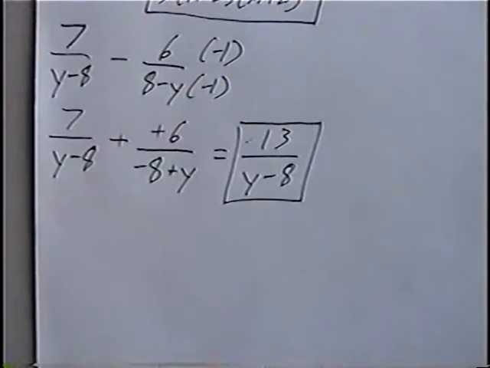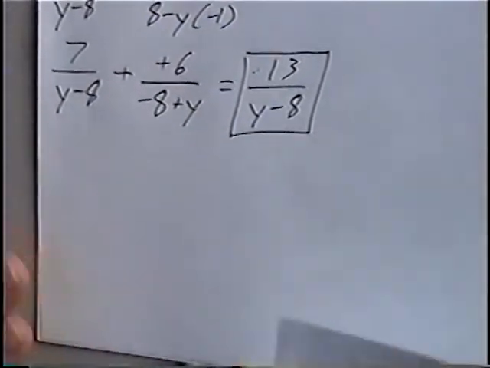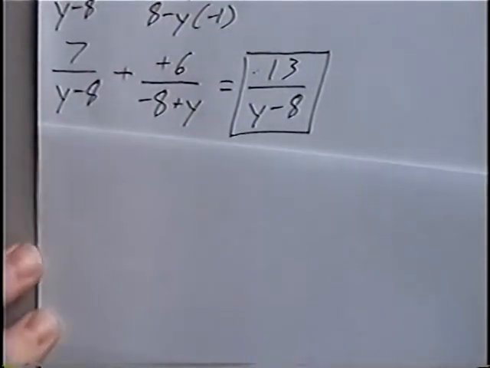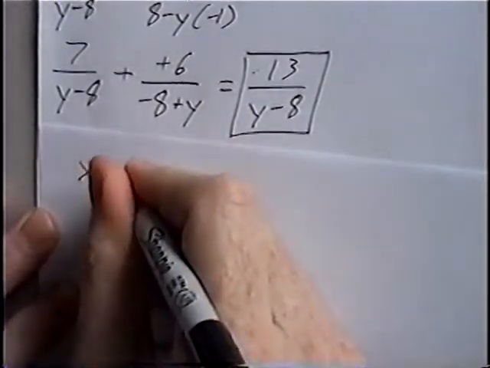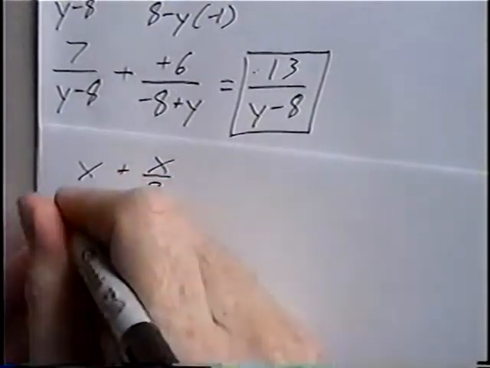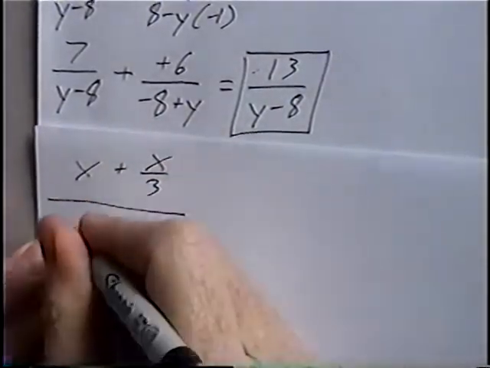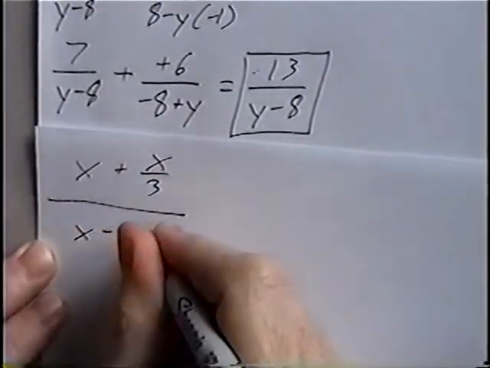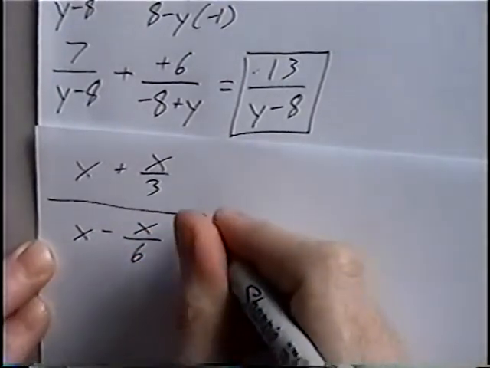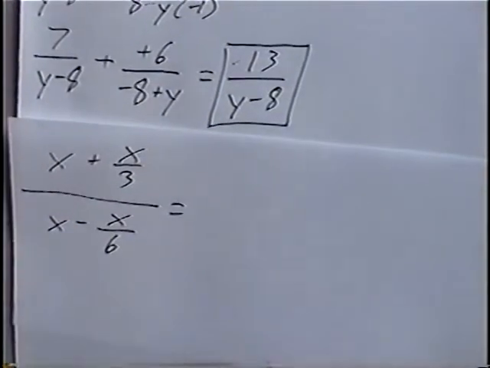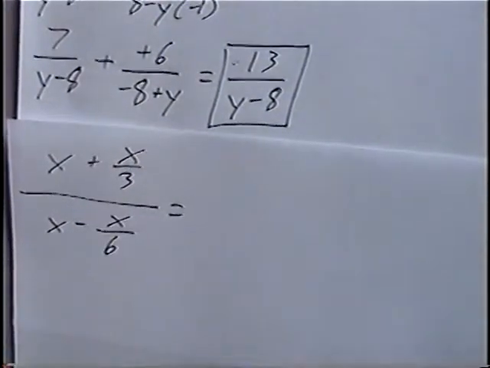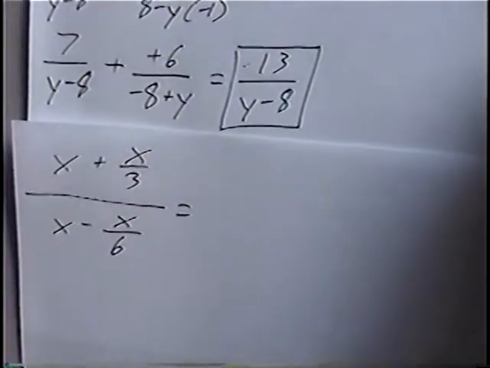And we have one more question for this section. Last question for this section is x plus x over 3 divided by x minus x over 6. In this question, you have a fraction inside of a fraction, so we'll have to simplify that out so we just have one fraction for our answer.